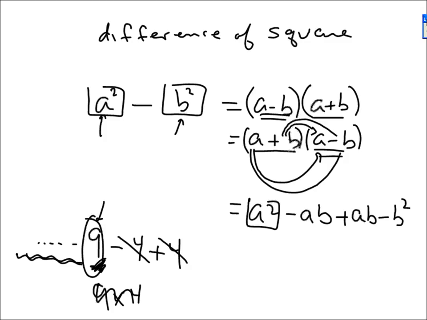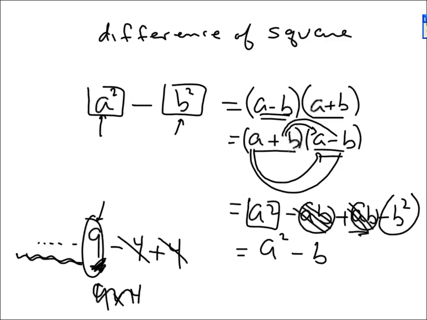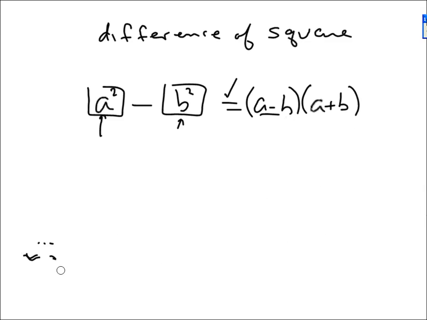Here's my 9. I take away something and then I add it back. Adding it back undid taking it away. That is, I just have a squared. And then I do what I meant to do, take away b squared, which is exactly what I said on top. A minus b times a plus b is a squared minus b squared. Okay, if you didn't understand much of that, it's not a great loss this time.